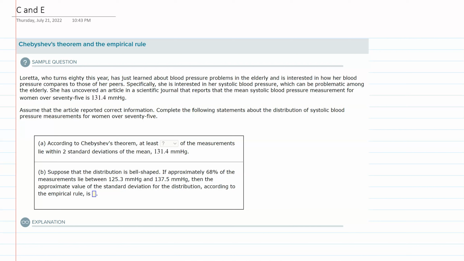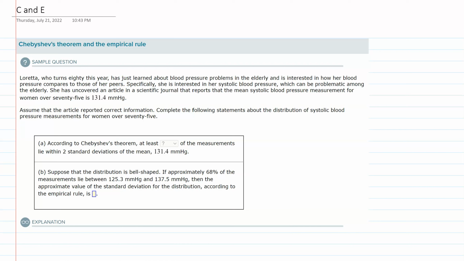Okay, so we're asked about Chebyshev's theorem and the empirical rule. So here's the question. Loretta, who turns 80 this year, has just learned about blood pressure problems in the elderly and is interested in how her blood pressure compares to those of her peers. Specifically, she's interested in her systolic blood pressure, which can be problematic among the elderly.